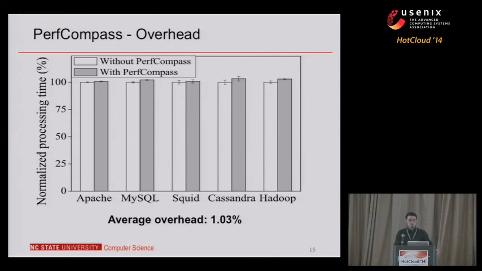We also wanted to evaluate the overhead that our system imposes, and we found that our system imposes an average of 1.3% overhead. We ran each individual system under a realistic workload.